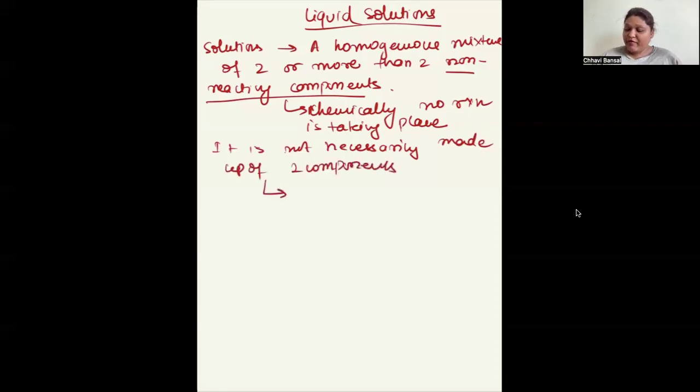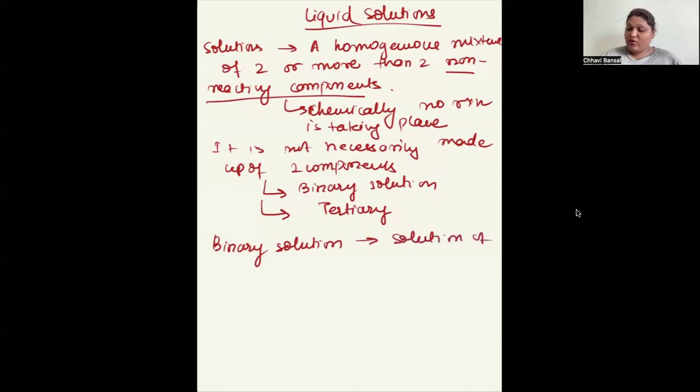When it is made up of two components, it is called a binary solution. When it is made up of three components, it is called a ternary solution, and so on. So it is not necessary that a solution has only two components, it can be more than two also. But in general, we talk about binary solutions, and in this chapter also we are going to mostly deal with binary solutions only. So what is a binary solution? As I told you already, it is a solution of two components. One is solute and the other is solvent.